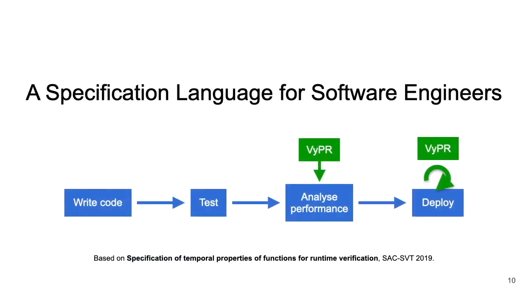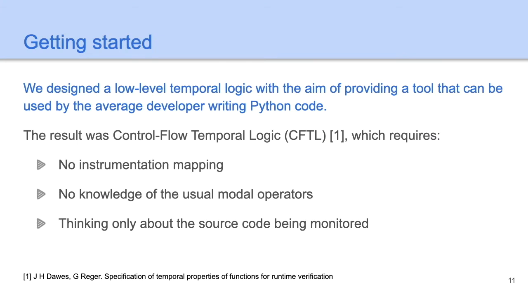So let's take a look at our specification language contribution, which is specifically aimed for software engineers to use in the software engineering process. In particular, we designed a low-level temporal logic with the aim of providing a tool that can be used by the average software developer writing Python code.